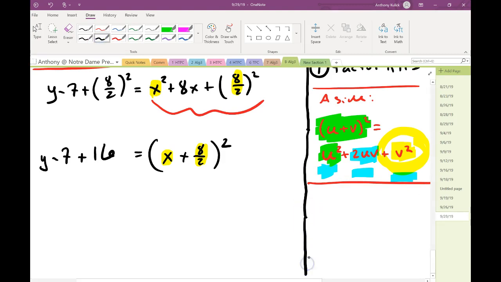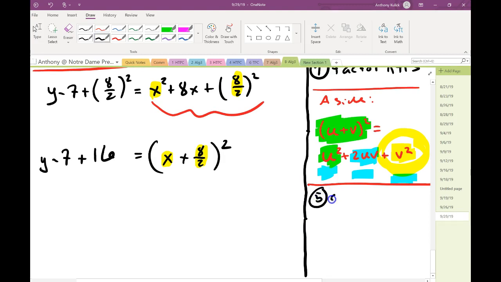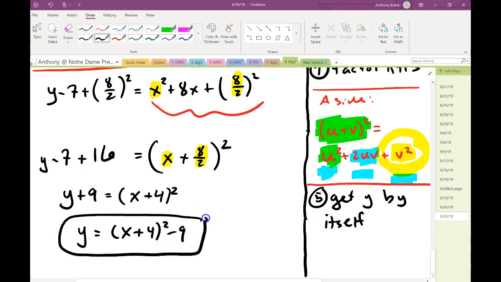Done with that. And my last step then is to just go ahead and get that y by itself. So negative 7 plus 16 is 9. And if I subtract 9 from both sides, I have that.